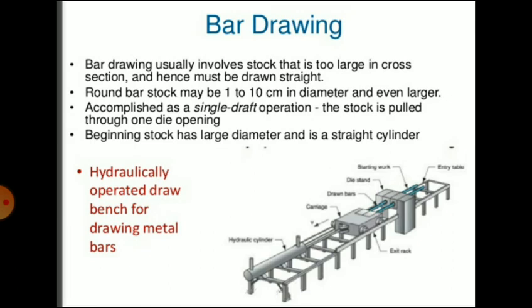So bar drawing usually involves the stock that is too large in cross section and hence must be drawn straight. Round bar stock may be 1 to 10 centimeter in diameter or even larger. Accomplished as a single draft operation, the stock is pulled through one die opening. So beginning stock has large diameter and is a straight cylinder. So the diagram shows a hydraulically operated draw bench for drawing metal bars. So you can produce the bars by drawing operation.